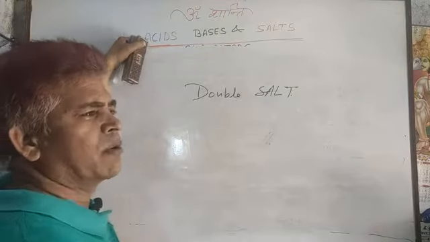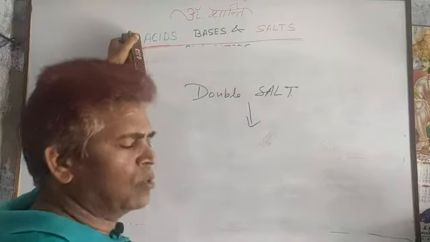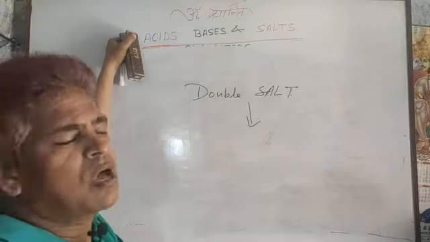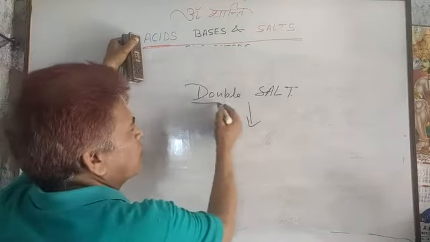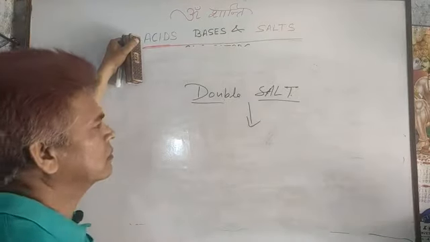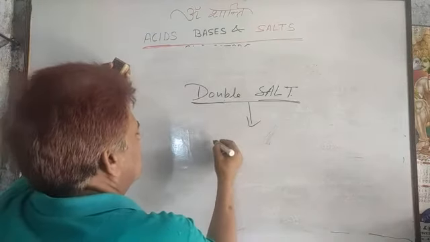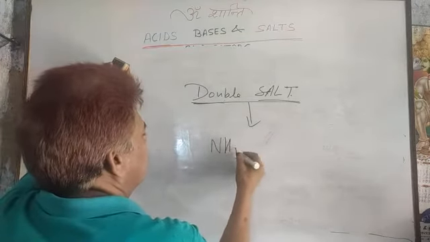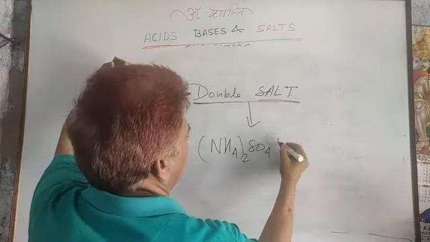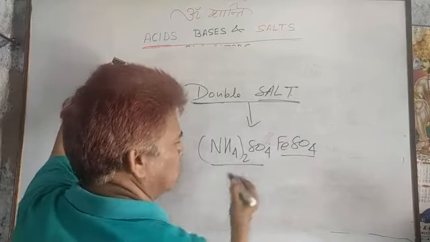Double salt. It is clear from the word double, which means two, that two salts are associated together, and that is known as a double salt. You can recall some examples of double salt in higher classes, where you will become familiar in detail. Here is one example: ammonium sulfate and ferrous sulfate. This one is also a salt and this one is also a salt.